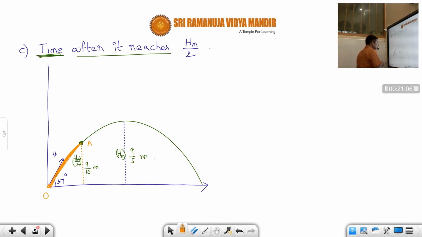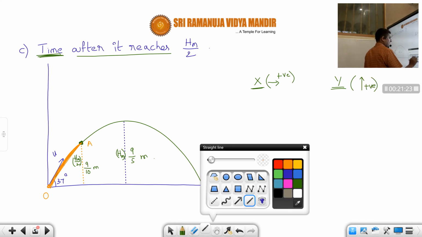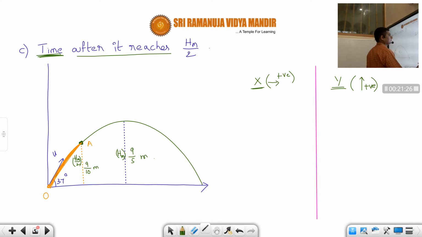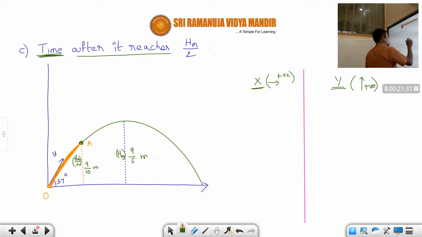Okay, students. So now here, as usual, let us resolve into two directions. One is x direction, another is y direction. X direction right side is positive and y direction upward is positive. So let us see now. First, as usual, these are the standard steps, students. Ux, Ax, and here also Uy, Ay. Of course here they gave S distance, but these are standard steps.